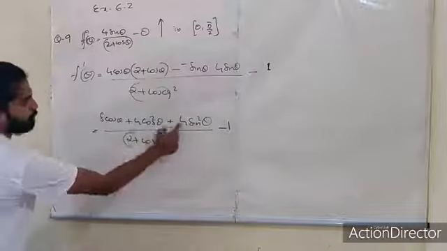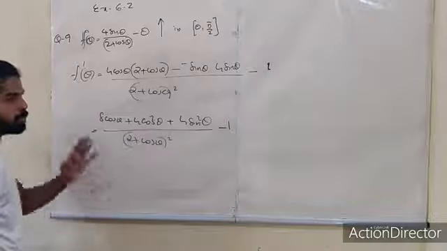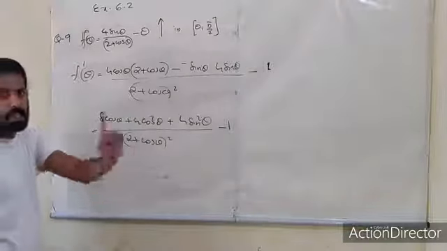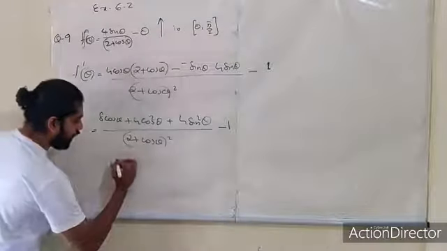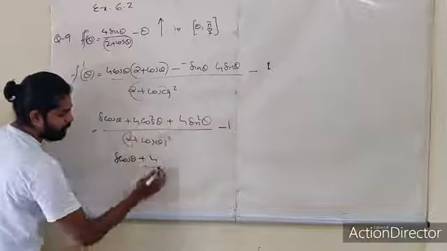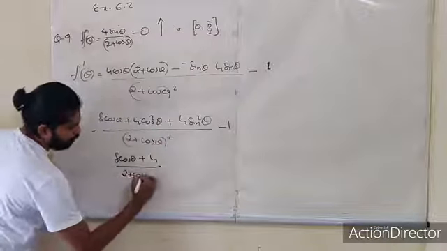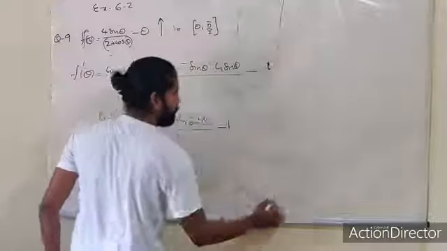What can we simplify? 4 cos square theta plus 4 sin square theta. If we take 4 in common, what remains is cos square theta plus sin square theta, which is equal to 1. So 4 into 1 is 4. So 8 cos theta plus 4. Since this adds, we will get 4. So (2 + cos theta) whole square minus 1. Okay.